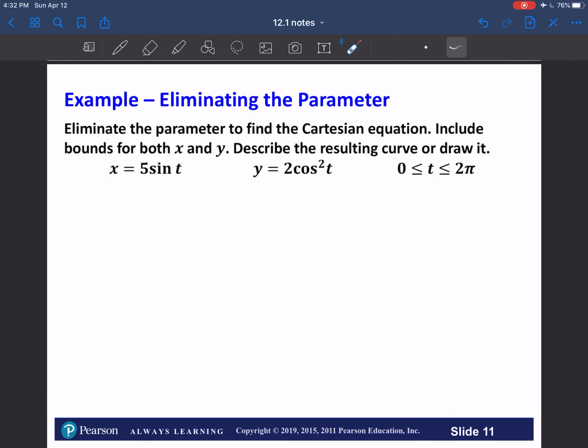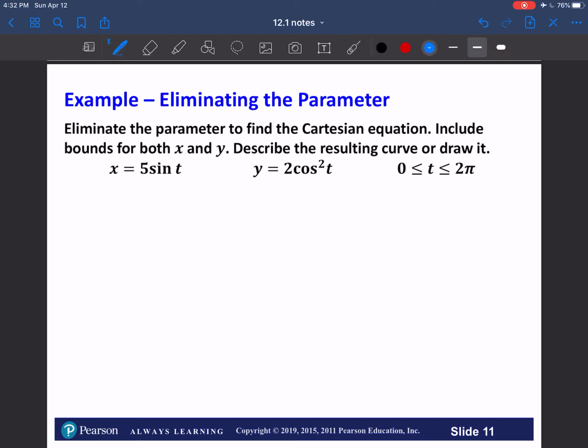Alright, so now let's do one that's a little bit trickier. Let's consider eliminating the parameter to find the Cartesian equation for this function. X equals 5 sine of t, and y equals 2 cosine squared of t, where t varies from 0 to 2 pi.